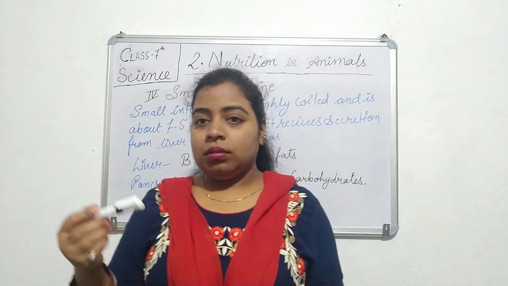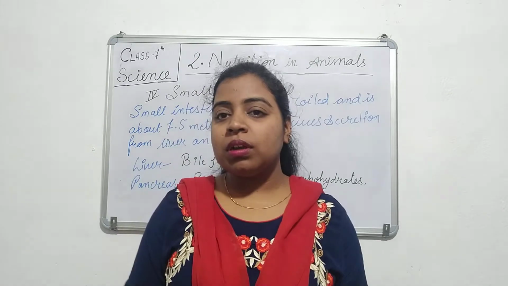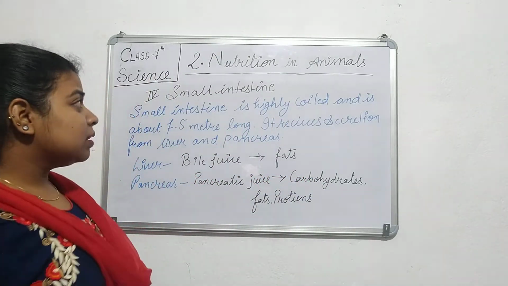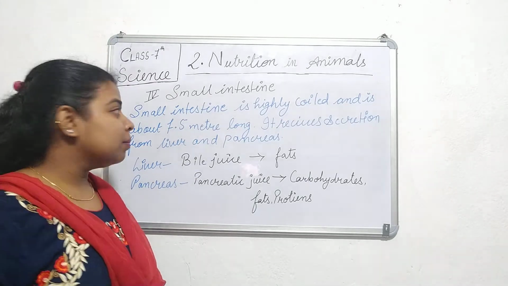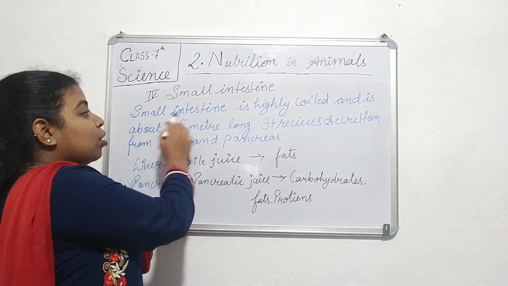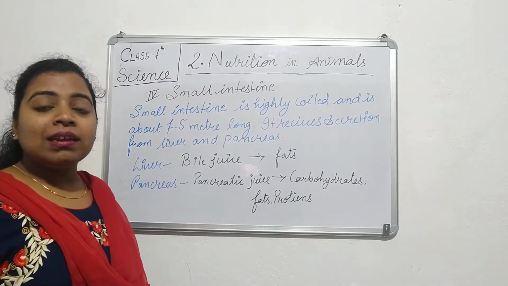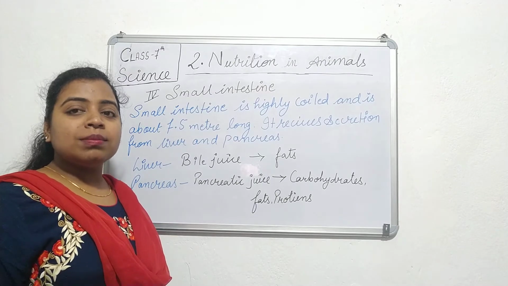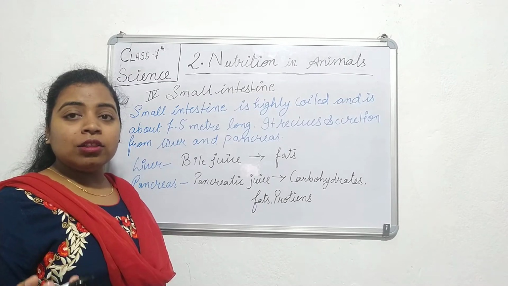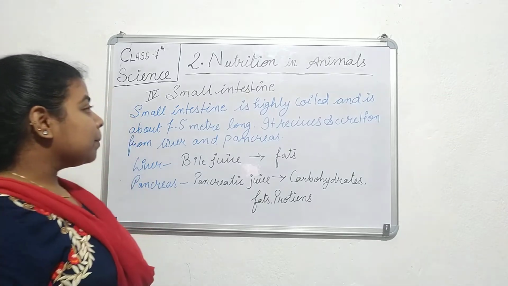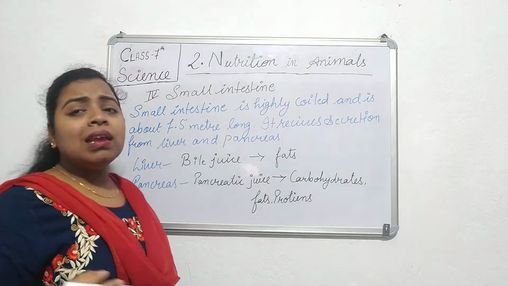After the stomach, the food comes into the small intestine. When the food comes into the small intestine from the stomach, what is the small intestine? The small intestine is highly coiled and is about 7.5 meters long. What is the length of the small intestine? The length of the small intestine is 7.5 meters, and it is highly coiled.